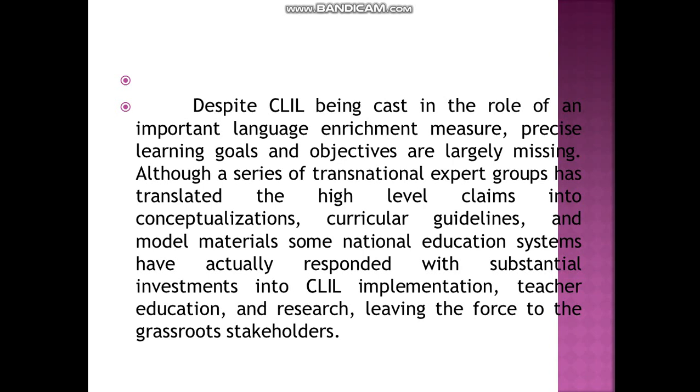Despite CLIL being cast in the role of an important language enrichment measure, precise learning goals and objectives are largely missing. Also, a series of transnational expert groups has translated the high-level claims into conceptualizations, curricular guidelines, and model materials. Some national education systems have actually responded with substantial investments into CLIL implementation, teacher education and research, leaving the rest to the grassroots stakeholders.